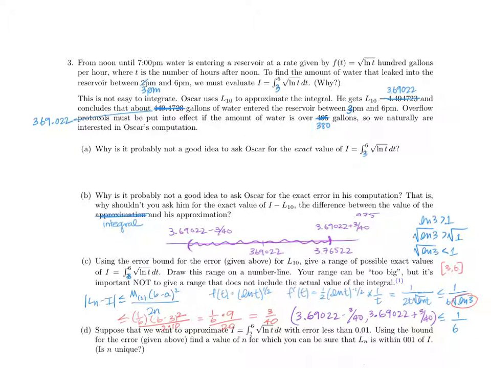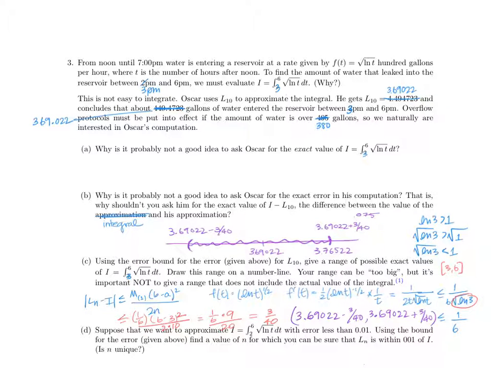Now I want to take a look at the second type of question that's quite typical for a problem like this. Instead of asking what's the range that the exact value falls in given my approximation's accuracy, the other type of question is, okay, I want a particular level of accuracy. How many slices should I use?